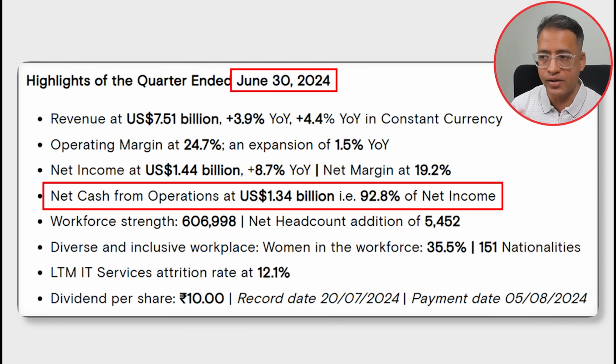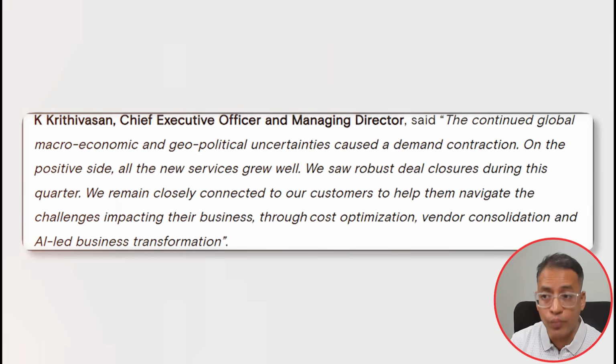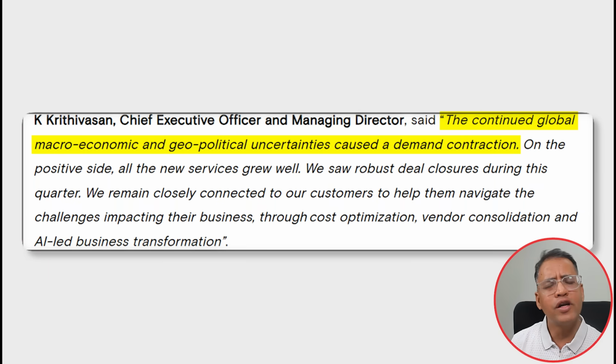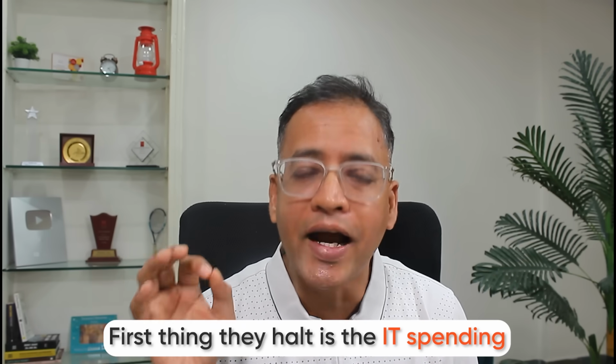We all know that Indian IT companies are generating huge cash, but from a top line perspective and a bottom line perspective, definitely there is a slowdown in the growth in terms of the numbers. And if you read the CEO of TCS's comment, what he's saying is that it is because of a demand contraction. Why would the demand contract? Simply because a lot of their business comes from the US. And because of all this tariff drama that has been going on for the last 4 to 5 months, businesses are unable to make decisions. And when they don't make decisions, the first thing they will halt is the IT spending. Possibly this is the reason that the spending has slowed down, and therefore the new contracts are not growing at a speed that we would like to see for Indian IT companies.